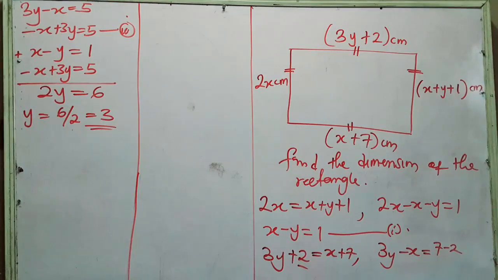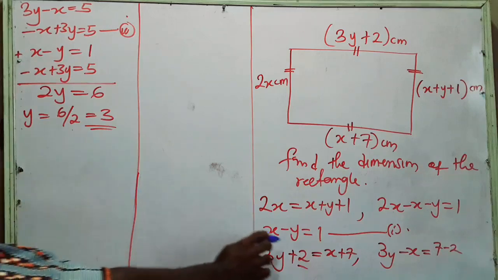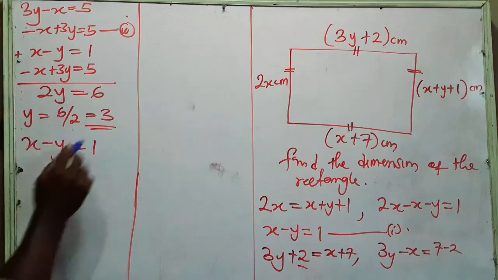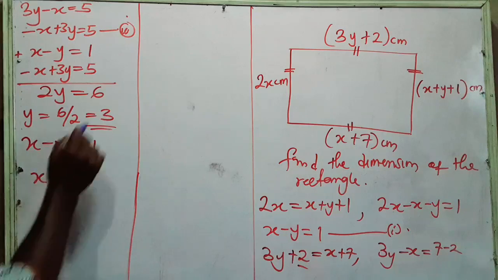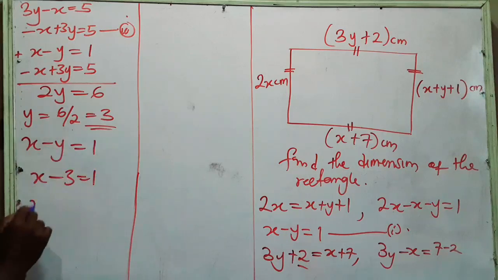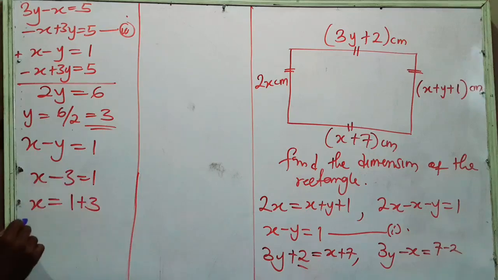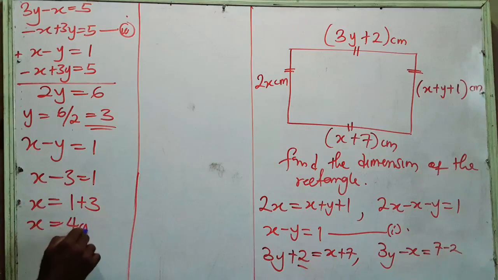So we now try to find the value of x by using any of the equations, either equation 1 or equation 2. So let's use equation 1: x minus y is equal to 1. So therefore our x minus 3 is equal to 1. So x is equal to 1 plus 3. Therefore our x is equal to 4. So our x is equal to 4 centimeter.